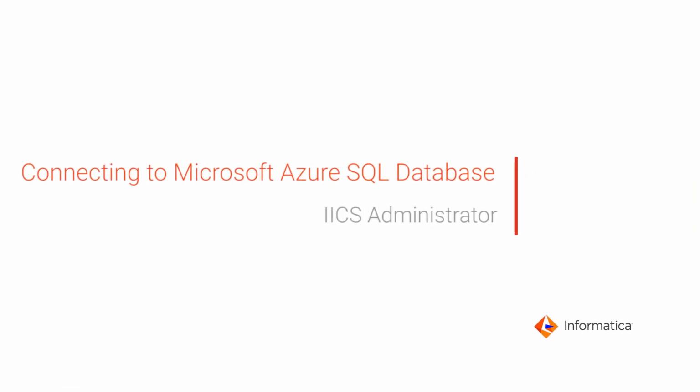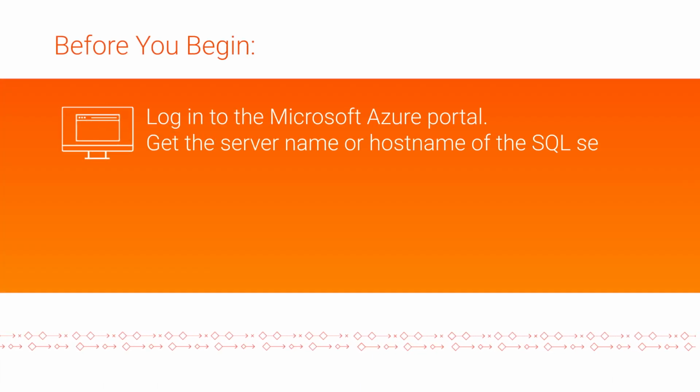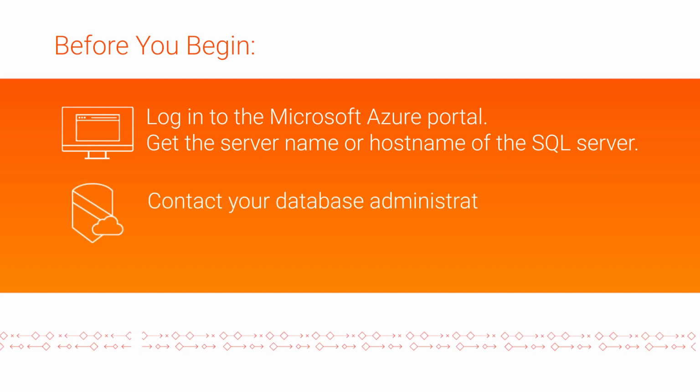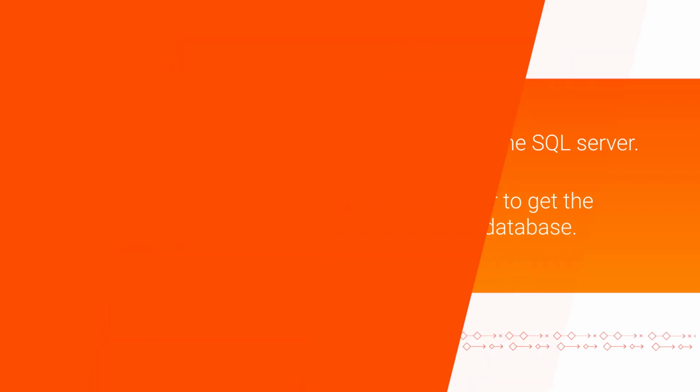This video shows how to create a Microsoft SQL Server connection in Informatica Intelligent Cloud Services Administrator to connect to Microsoft Azure SQL Database. Before you begin, make sure that you log in to the Microsoft Azure Portal and get the server name or host name of the SQL Server. Contact your database administrator to get the user credentials for the Microsoft SQL Server database.